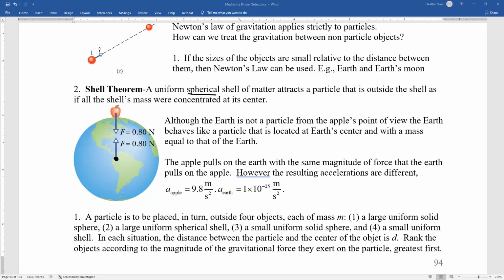Now, something that's kind of fun to note: if we have an apple outside of the Earth and it has an attractive force, the Earth is actually just as attracted to that apple. However, because of the mass discrepancy, the acceleration of the apple is 9.8 meters per second squared. However, the acceleration of the Earth towards that apple is on the order of 1 times 10 to the negative 25th meters per second squared. So the Earth is experiencing acceleration, but it is so absolutely tiny, we're not going to be able to notice it.